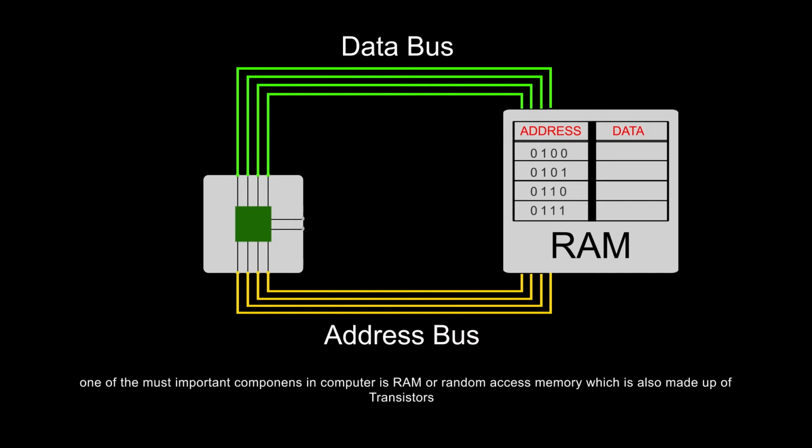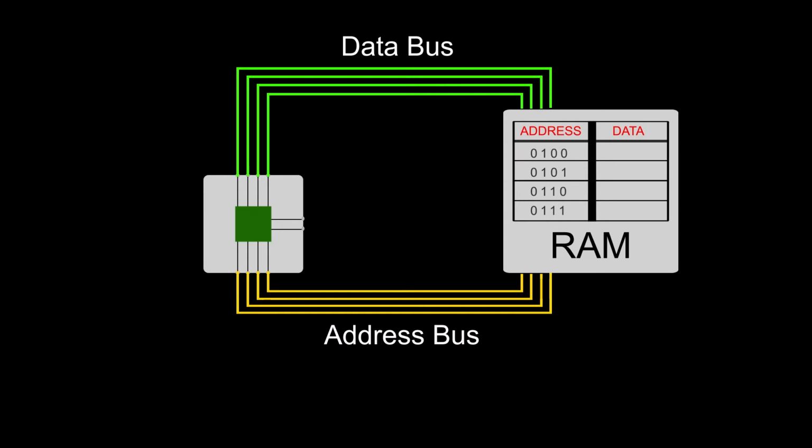One of the most important components is RAM, or random access memory, which again consists of transistors. The CPU uses RAM to store data. For example, if the CPU wants to write value 1111 to the address 0110, the CPU follows these steps. It puts data on the data bus, and puts the RAM address on the address bus, so RAM knows where to store data.